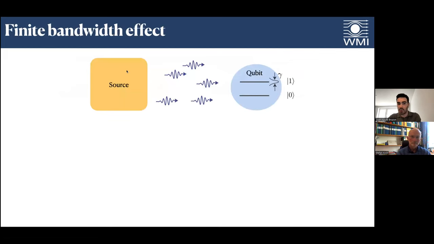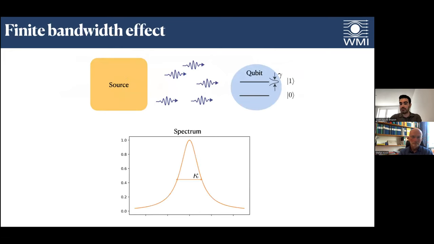In general, we will have a source that emits photons, and usually the source is, broadly speaking, characterized by its spectrum, be it the photon number or its correlations. And usually it has some finite bandwidth. In all the theoretical proposals that are out there, they usually take what's called a Markovian approximation, or the broadband limit, which means that the bandwidth of the qubit is much smaller than the bandwidth of the source. And then there are mathematical tricks, such as adiabatic elimination of the source.